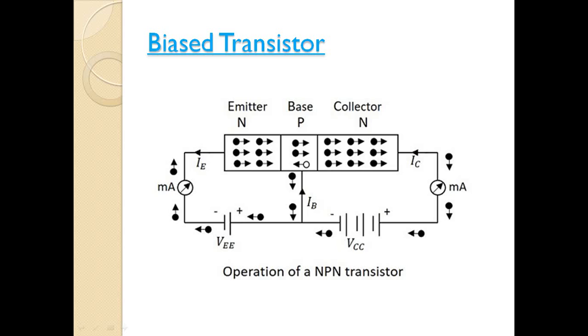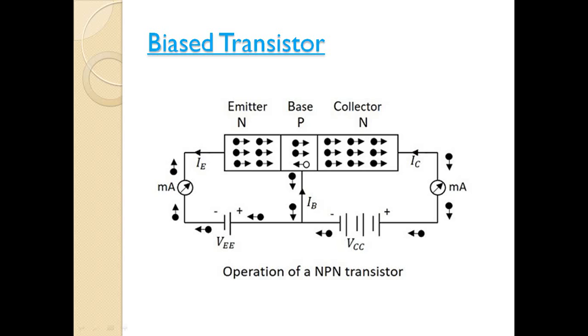That the collector base junction is reverse biased, increasing the depletion region. Here, forward bias means the forward biased emitter base junction causes the electrons in the n-type emitter to flow towards the base. So this constitutes the emitter current.